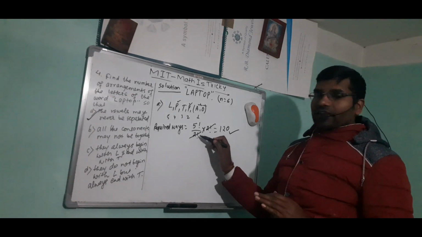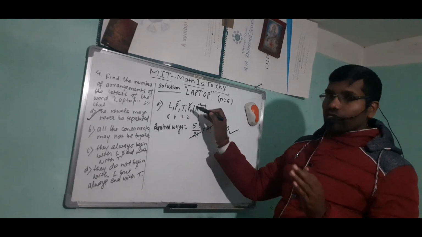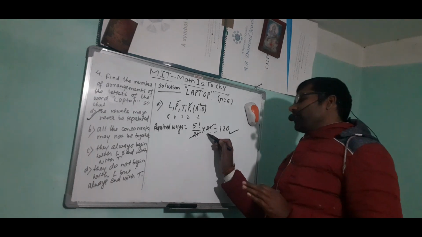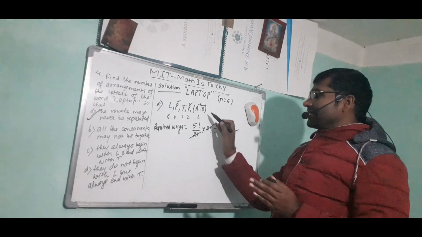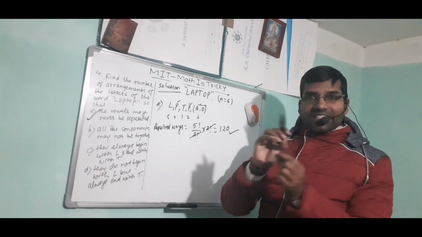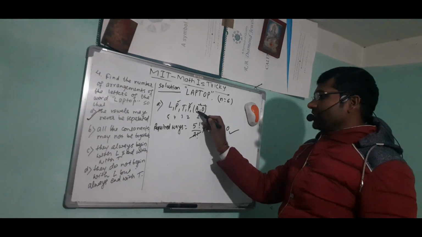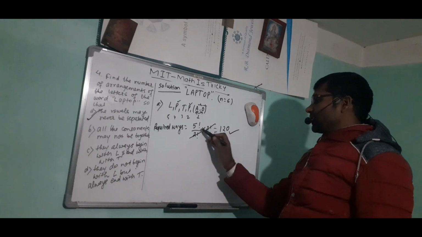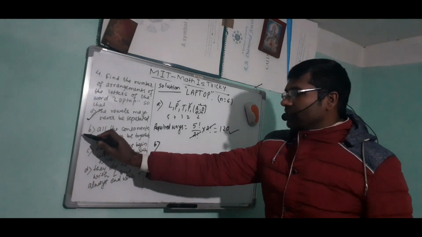But I'm dividing here by 2 factorial because we have 2 P's, so for them we have to divide by 2 factorial. Again, I'm multiplying by 2. The reason is that the 2 vowels which are coming together can change their position. They may change their position in 2 factorial ways. So the total number of ways will be 5 factorial, that is 120. Let's move to the second question.